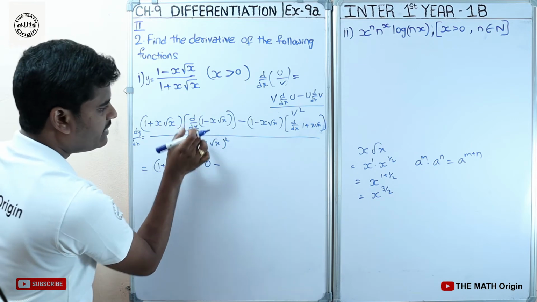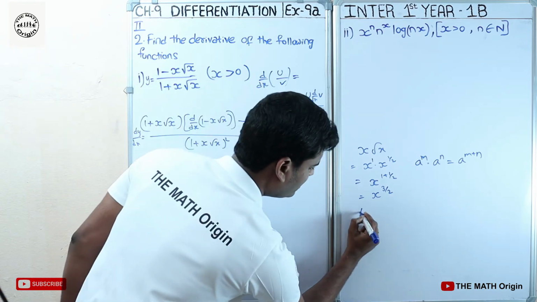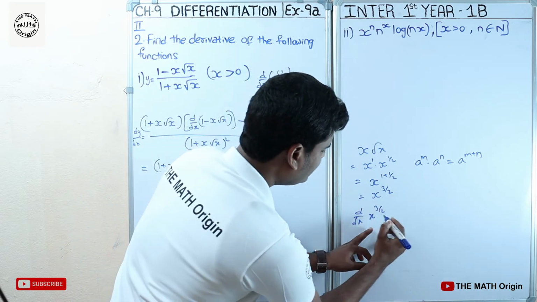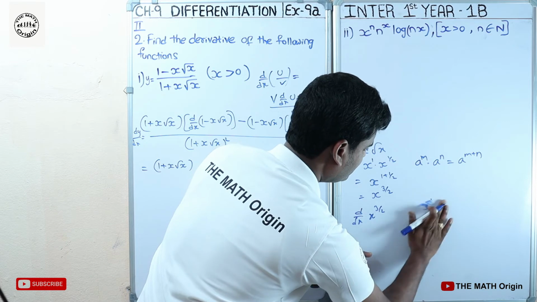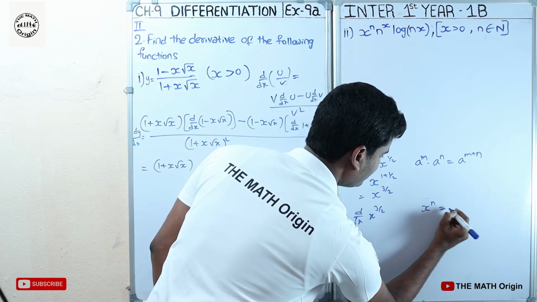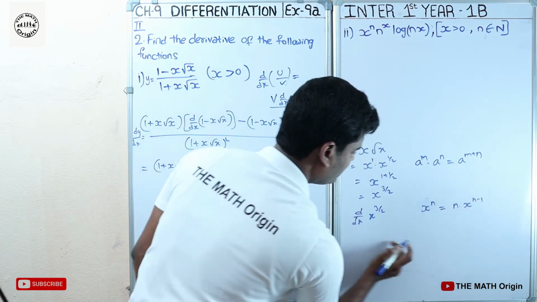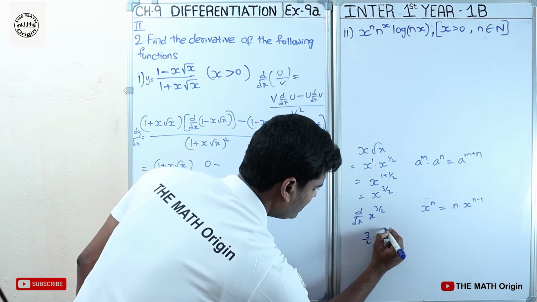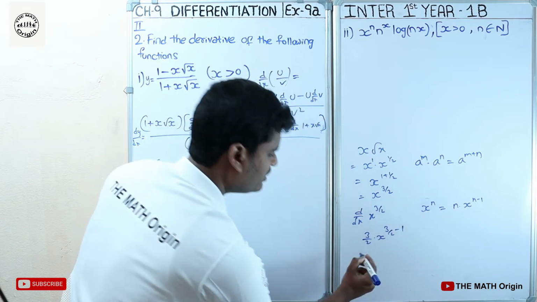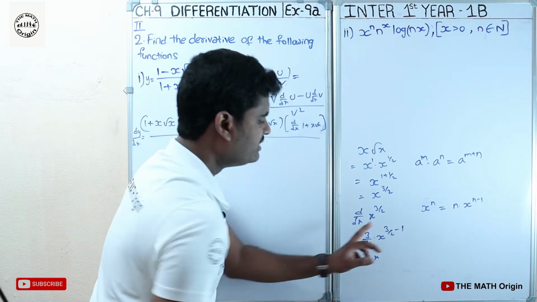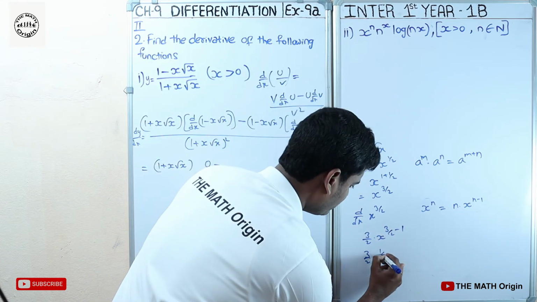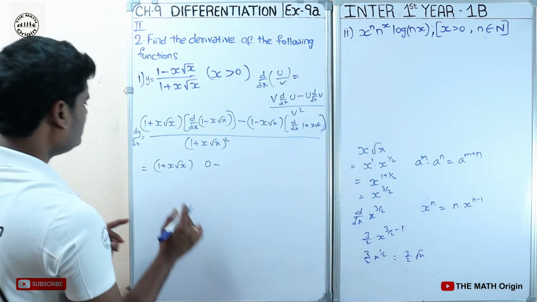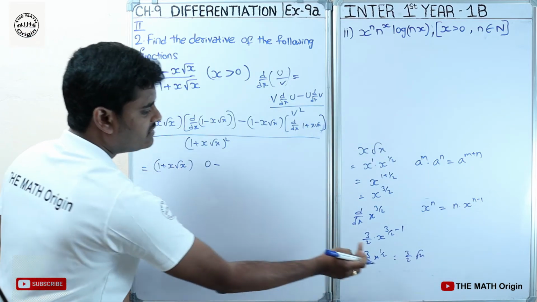So now it is d by dx of x root x, so d by dx of x power 3 by 2. So now it is in the form of x power n. So what is d by dx of x power n? n into x power n minus 1. According to that, d by dx of x power 3 by 2 is 3 by 2 of x power 3 by 2 minus 1. So 3 by 2 x power, 3 by 2 minus 1 is 1 by 2. Therefore, that is equal to 3 by 2 root x. So the derivative of x root x is 3 by 2 root x.